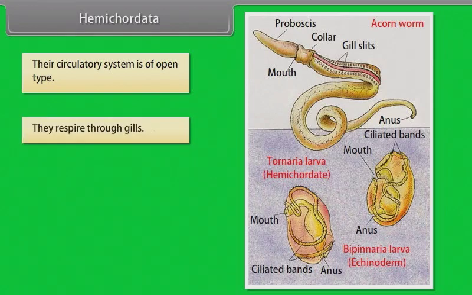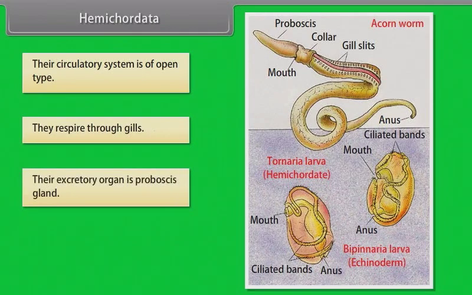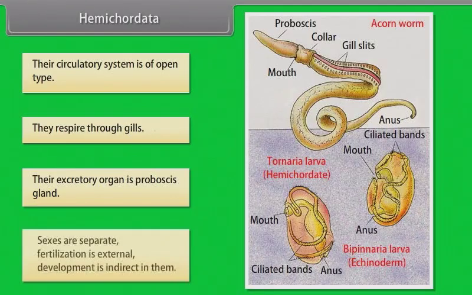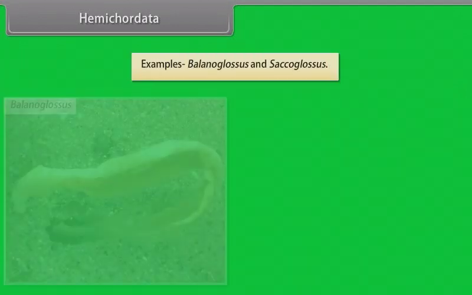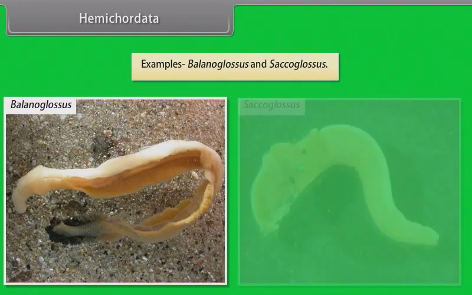They respire through gills. Their excretory organ is proboscis gland. Sexes are separate. Fertilization is external. Development is indirect in them. Examples: Balanoglossus and Saccoglossus.